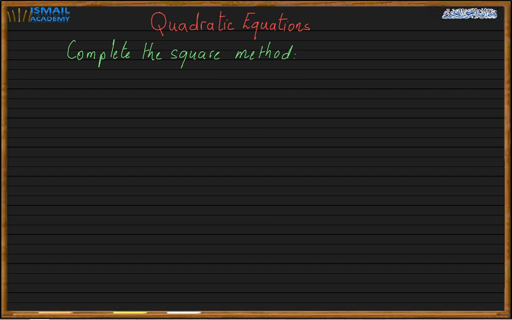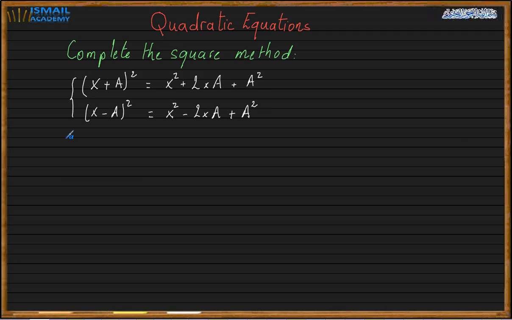So this method involves two properties. Those properties are the following. If I have (x plus a) squared, it is x squared plus 2xa plus a squared, and if I have (x minus a) squared, it is x squared minus 2xa plus a squared. So we are going to use one of those two properties, depending on the question that we have.